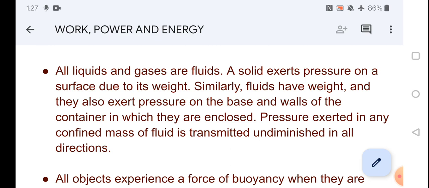Similarly, fluids have weight and they also exert pressure on the base and the walls of the container in which they are enclosed. Pressure exerted by any confined mass of fluid is transmitted undiminished in all directions. That means it acts in all directions.